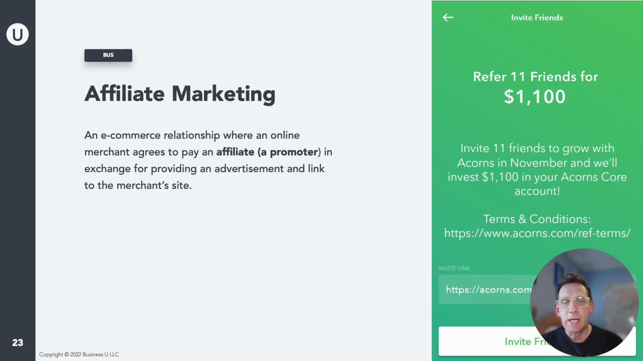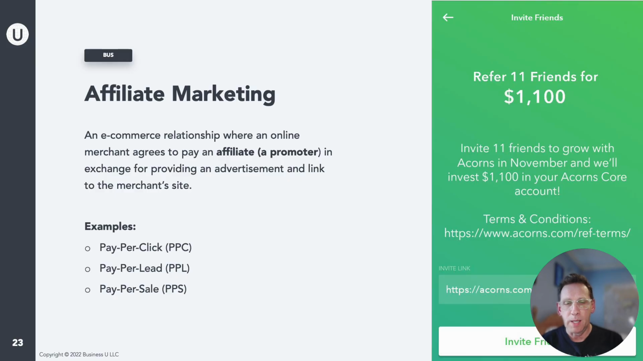Affiliate marketing is another type of business model. This is an e-commerce relationship where an online merchant agrees to pay an affiliate, such as a promoter, in exchange for providing an advertisement or a link to a merchant's site. Some examples include pay-per-click, PPC, pay-per-lead, PPL, or pay-per-sale, which is PPS.